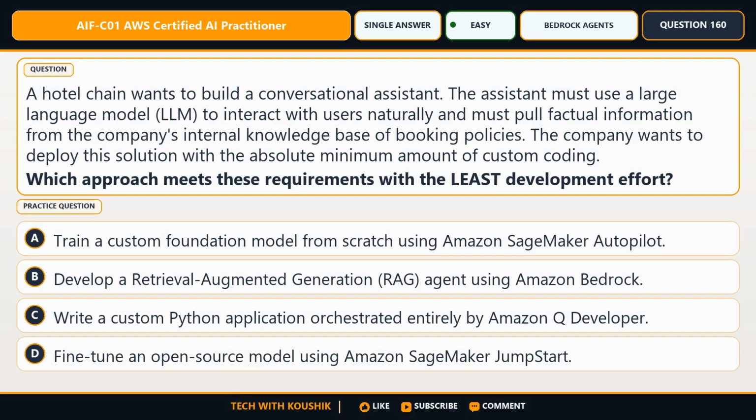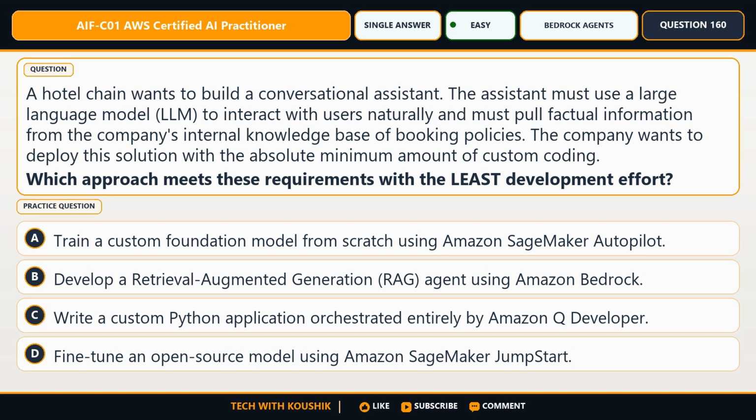For question number 160. Separate the requirement from the distractors. Pay attention to qualifiers such as least, most, and minimum. A hotel chain wants to build a conversational assistant. The assistant must use a large language model, LLM, to interact with users naturally and must pull factual information from the company's internal knowledge base of booking policies. The company wants to deploy this solution with the absolute minimum amount of custom coding. Which approach meets these requirements with the least development effort?